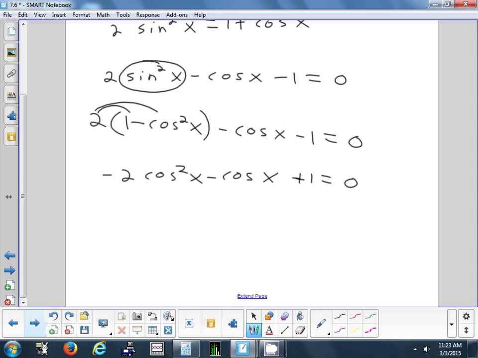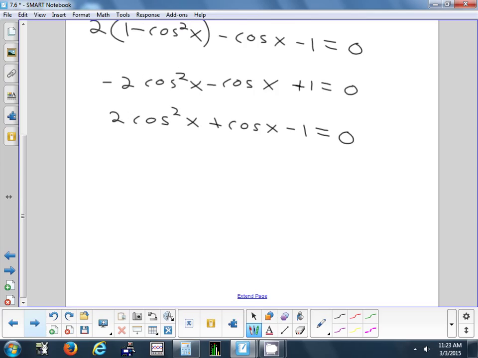And now we're going to do the same thing we did last time. Divide everything by -1 so we can get that squared term positive. So 2 cosine squared plus cosine x minus 1 equals 0. Okay, so you're basically trying to factor that. If it helps you to think of it that way, you can think of it that way temporarily. But just remember that x isn't really x. It's cosine x.